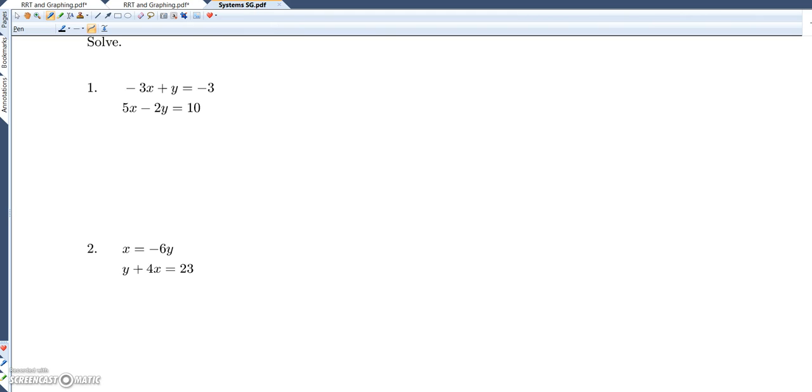The most important thing that you can get out of today is knowing if you should be using substitution or elimination. I've got 2 problems up on the screen right now, same 2 problems that you have in front of you in your packet. Problem number 1 is set up for elimination. The reason is that the variables are stacked. Stacked variables automatically tell me that elimination is a good idea.